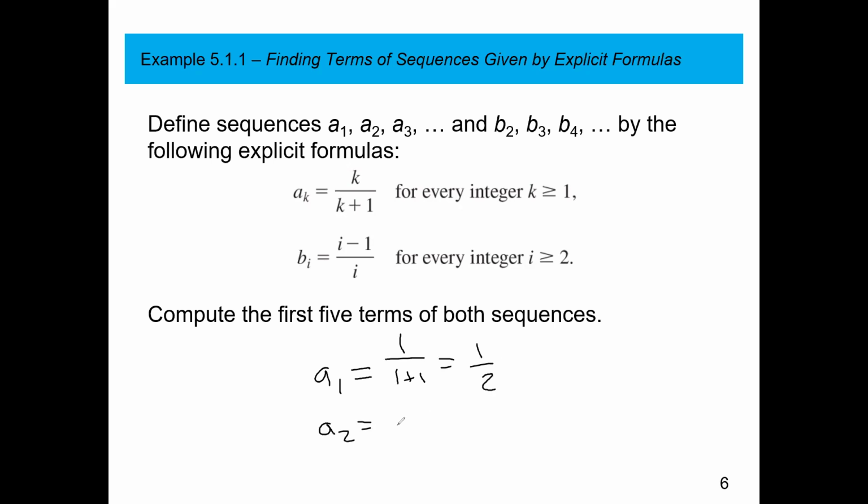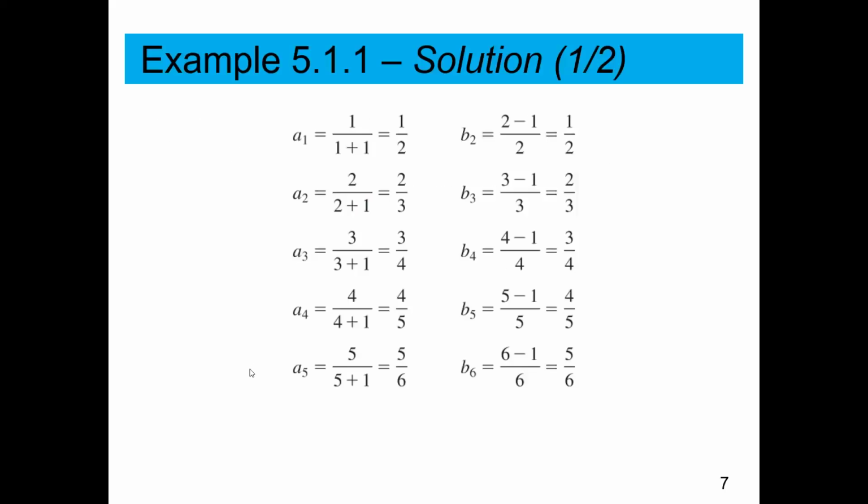A sub 2, on the other hand, would be 2 over 2 plus 1. So notice I plugged in the 2 where there was the k. And that gives me 2/3. So with this in mind, I want you to pause the video and find the first 5 terms of both of these sequences. Go. All right, so if you did that, you should have ended up with these sequences of numbers.